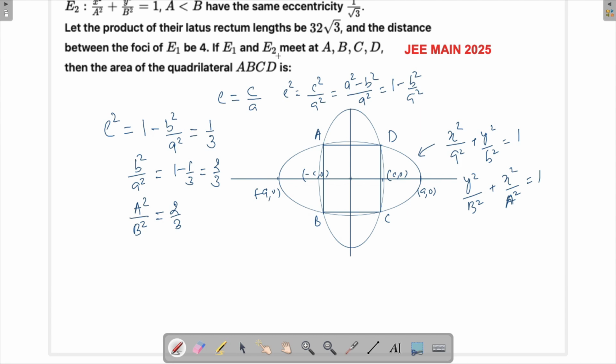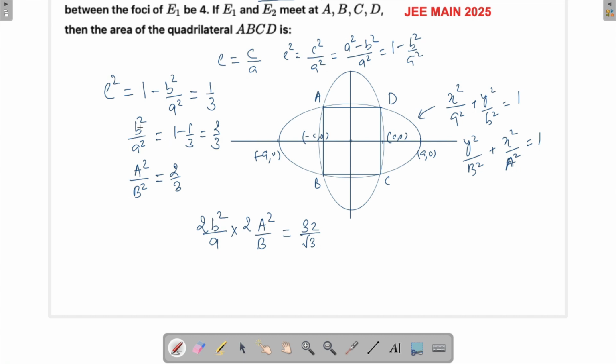There is another piece of information given here, that the product of their latus rectum lengths is 32 root 3. The first one's latus rectum will be 2b square upon a. Now we are looking at the second one, and you have to be very careful when writing this out. In this case it will be 2a square upon b. So 2b square upon a times 2a square upon b is equal to 32 by root 3.